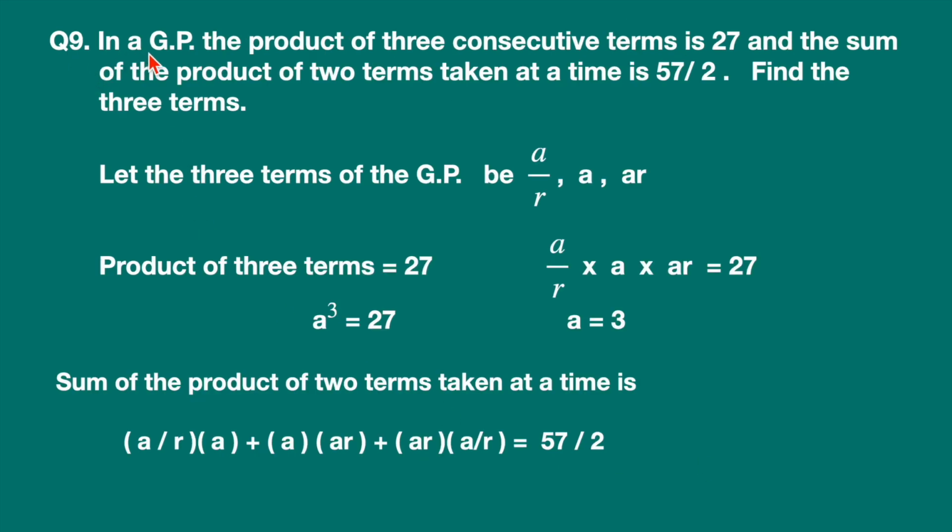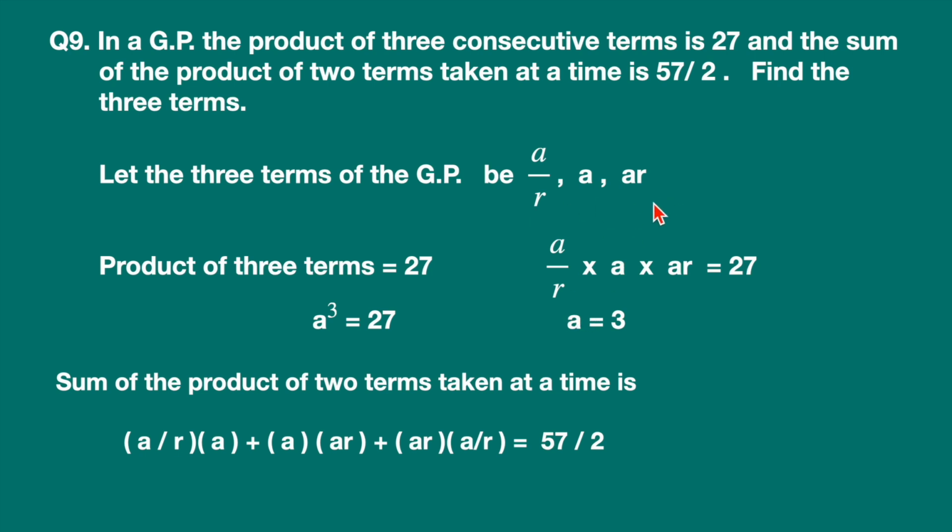Okay, question 9. In a GP, the product of 3 consecutive terms is 27. The sum of the product of 2 terms taken at a time is 57 by 2. Find the 3 terms. So let the 3 terms of GP be A upon R, A and AR. This is a very important step. Make sure you write the 3 consecutive terms in this form. Then we can do the sum easily.